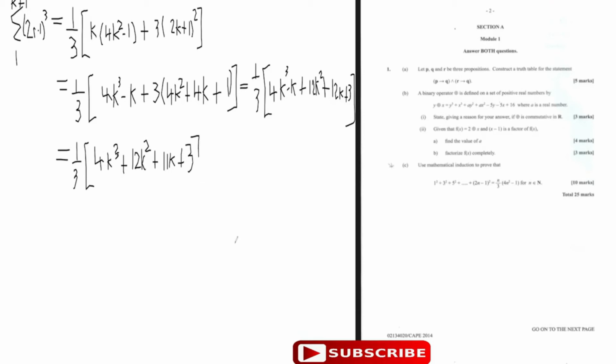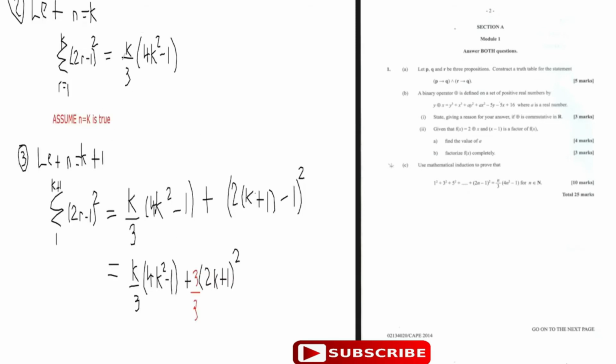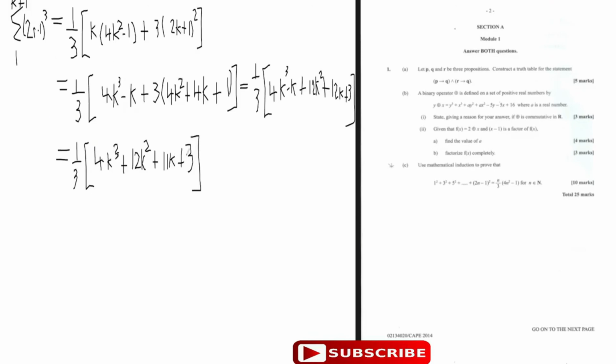Now remember, what are we trying to get? What's the goal? The goal is to show that the sum from 1 to k plus 1 should be (k plus 1) over 3 times 4 times (k plus 1) all squared minus 1. So that means we need to factor out k plus 1 out of this. The only way we can factor out k plus 1 is by doing polynomial division. Yes, I know it is tedious, but we're going to have to do it. So we're going to do that to the side in red.